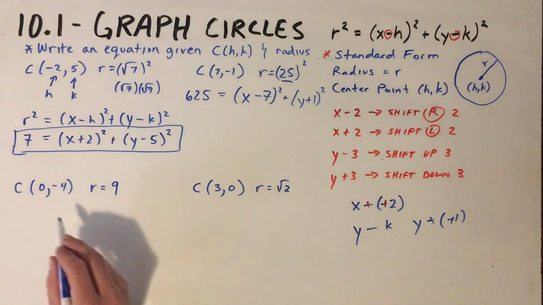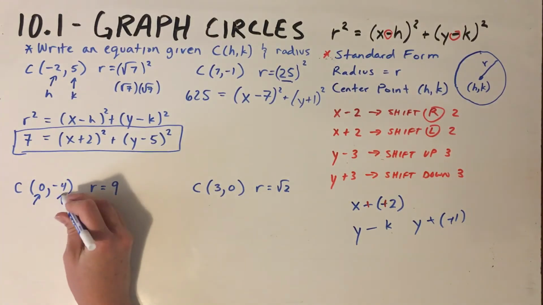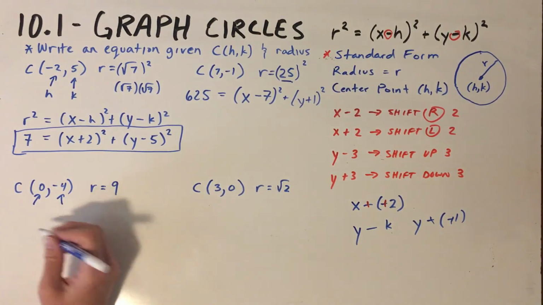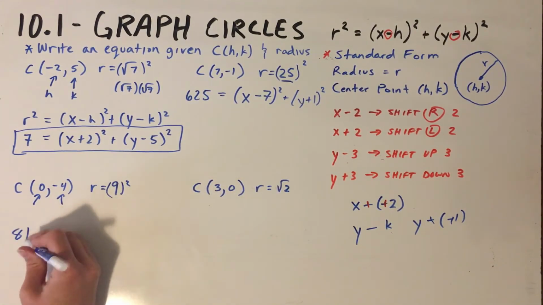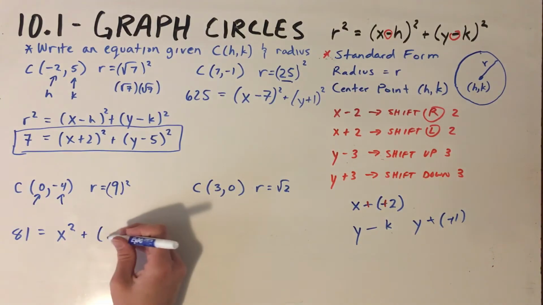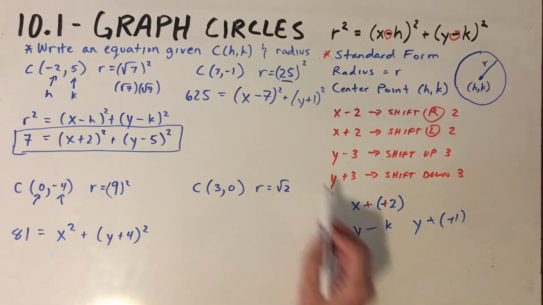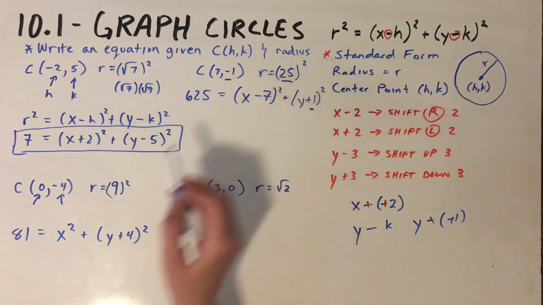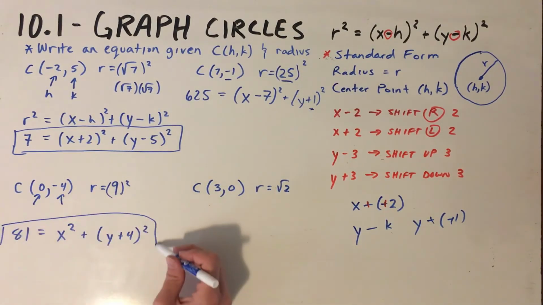All right, this one here, my x doesn't move at all, and I have a negative 4 value for y. So r is 9, so 9 squared is going to give me 81, and 81 is going to be equal to x squared. Again, there's no h movement, so I'm just going to have x squared here, plus y plus 4 squared, for the same reason that this is a plus 1 right here. If I have a negative, then this is going to change that sign. So this is the equation here for this one.